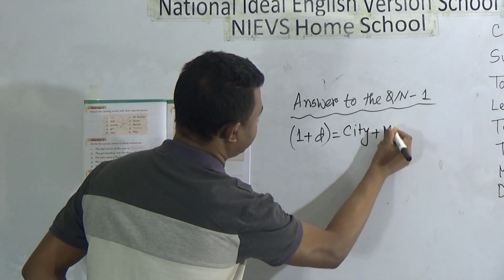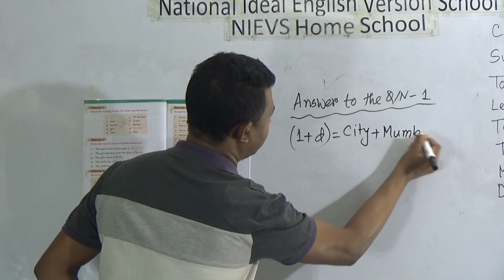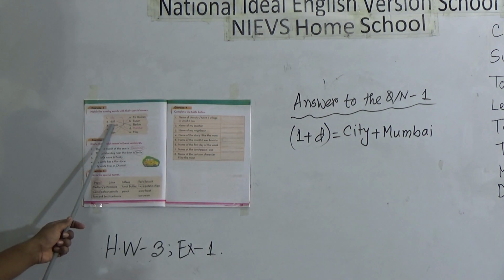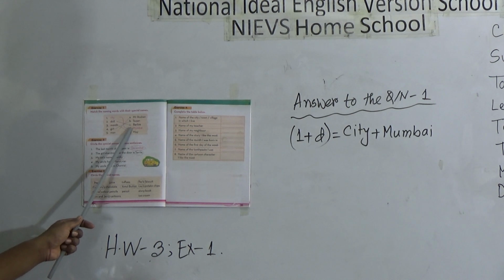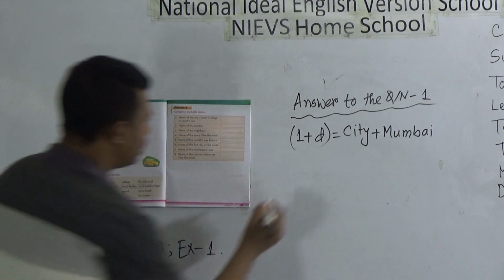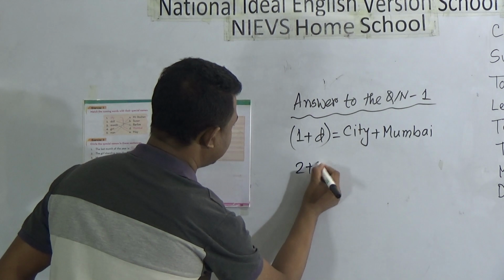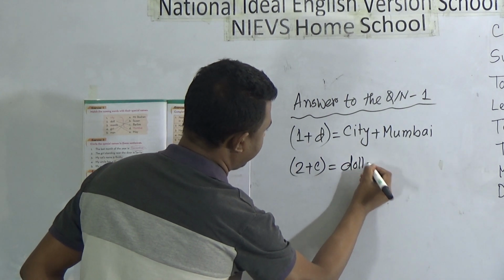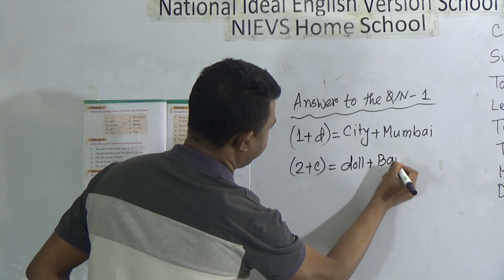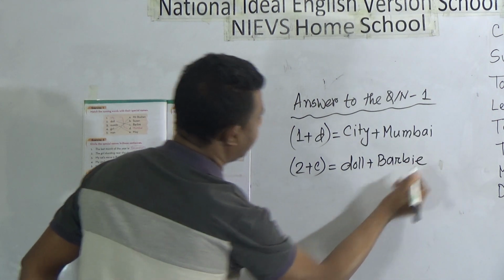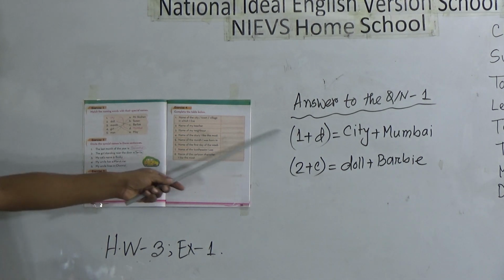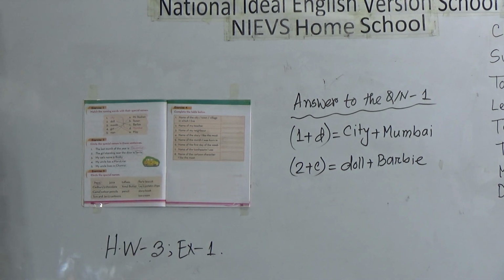City plus Mumbai. Then number 2, doll. Doll will match with C, Barbie. So 2 plus C equals doll plus Barbie. Dear students, I hope you all would be able to write all this in this format. Now exercise number 2.